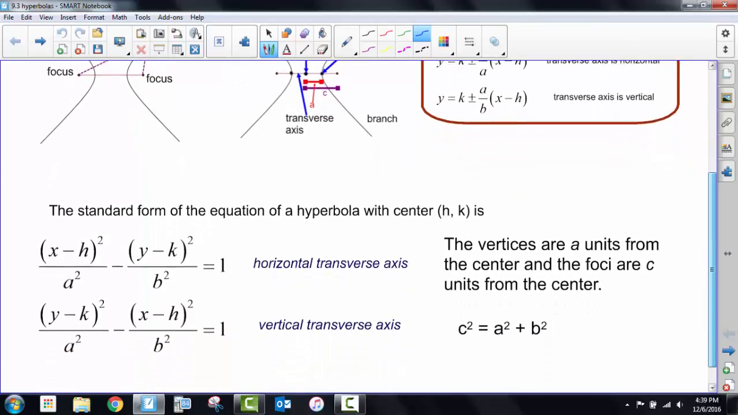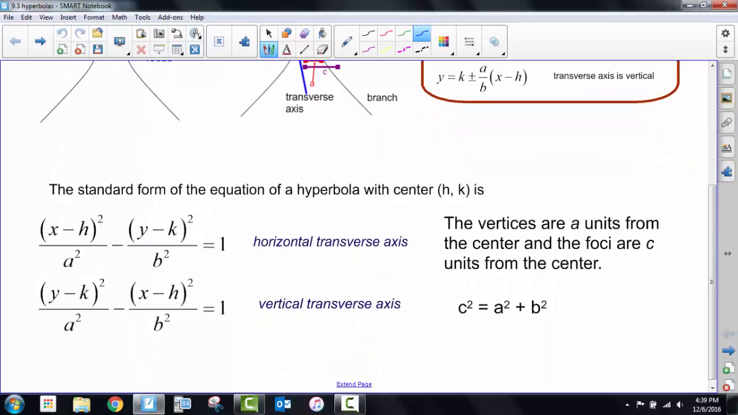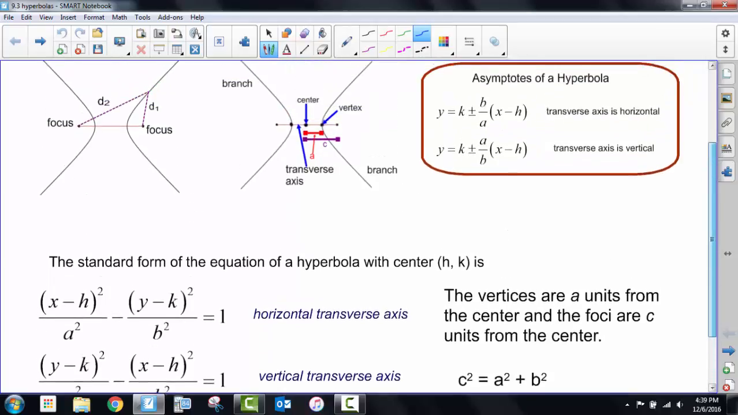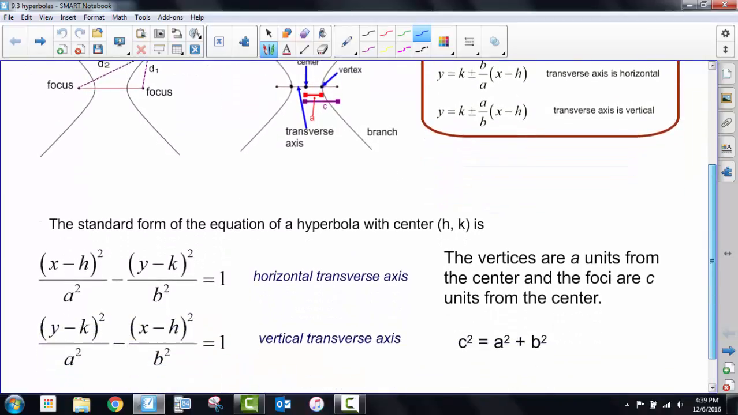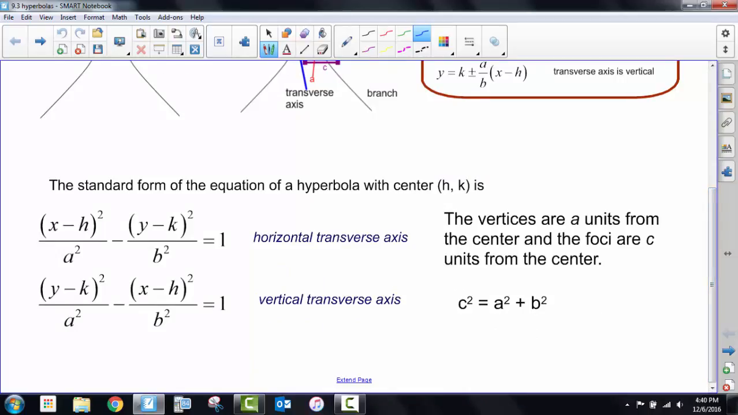Now, as we scroll down here, you can see we have standard forms. We have a horizontal standard form and a vertical standard form. When you analyze those, you quickly realize some similarities, like they're both subtraction. Both of them have a squared first and then b squared to follow. But here's the big difference. The horizontals, like the two that we have up above, have an x minus y situation, where the verticals have y minus x.